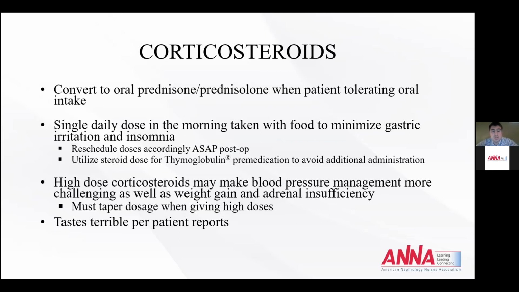High dose steroids may make blood pressure harder to manage. It can cause hypertension, weight gain, dyslipidemia, and the worst one is adrenal insufficiency. That's why we always taper prednisone. Never just immediately go from 60 to 0. Most of them will end up on a chronic dose of 5 milligrams for most adolescents, and maybe 3 to 5 milligrams for the younger child to infant.